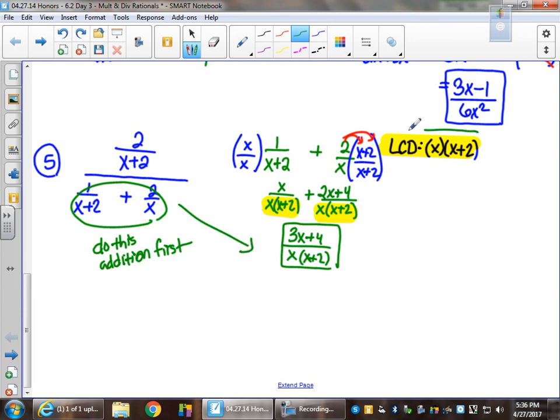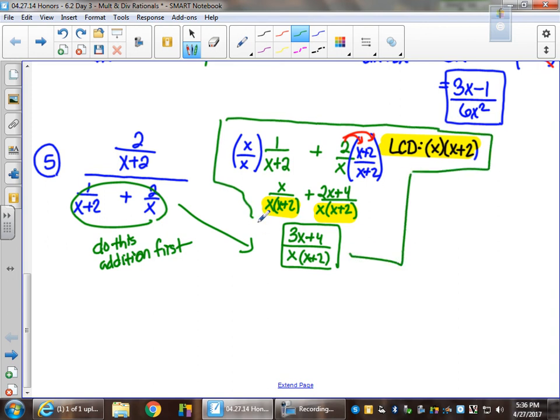So you can literally put this in a box or a bubble. It's a little side work we did. We're now going to bring this into that problem and rewrite 2 divided by x plus 2 divided by 3x plus 4 divided by x times x plus 2.